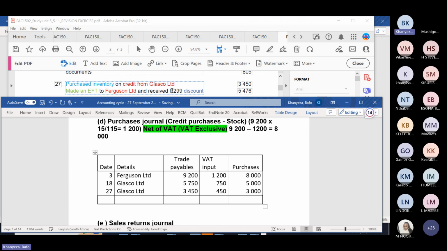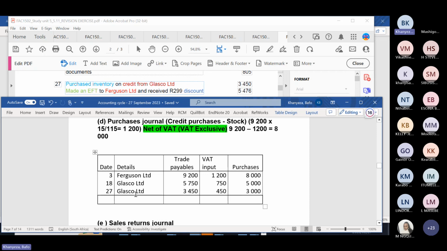So we are paying Ferguson. So made an EFT to Ferguson and received. Let's see who is Ferguson. These are purchases. Purchase inventory on credit from Ferguson. This is a purchases journal.